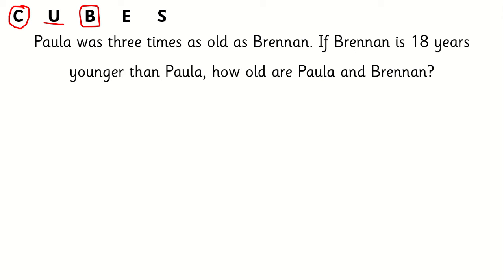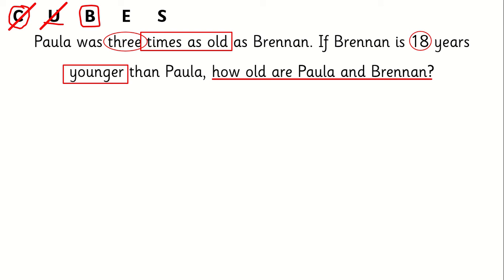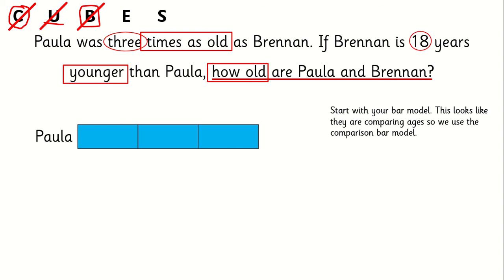Okay, so putting that into some problem solving: Paula was 3 times as old as Brennan. If Brennan is 18 years younger than Paula, how old are Paula and Brennan? So we start by circling the key numbers, underlining the question, and boxing the key math section words. And then we start to draw, and we use a comparison bar model like we saw. So Paula is 3 times as old as Brennan. We have Paula's age, which is 3 equal parts compared to Brennan.